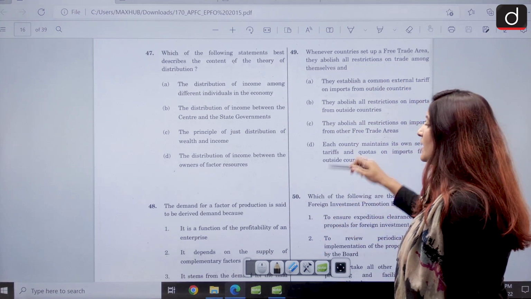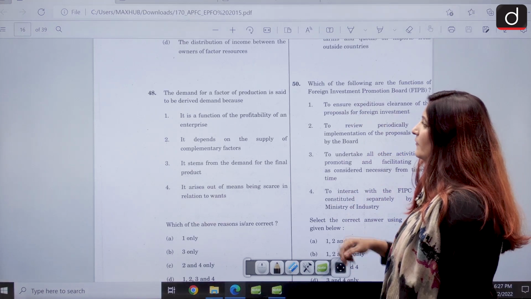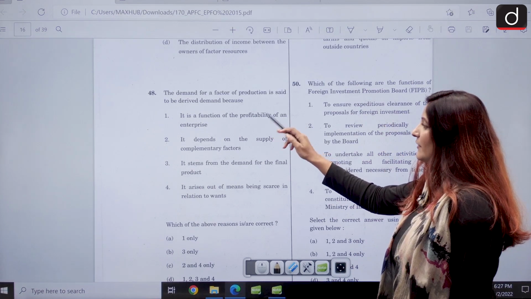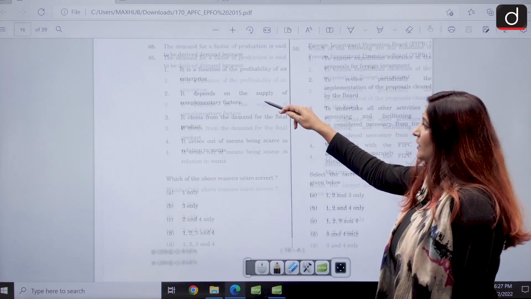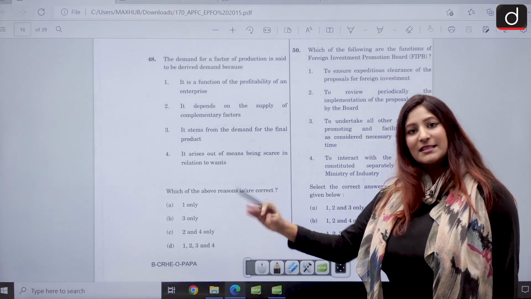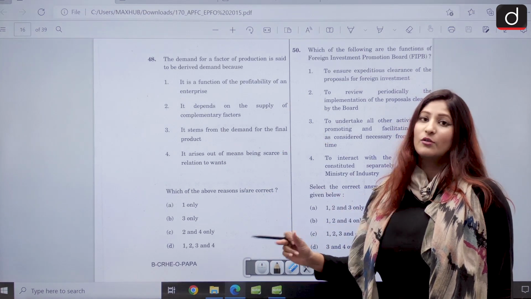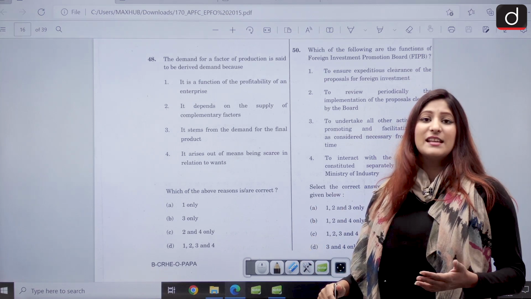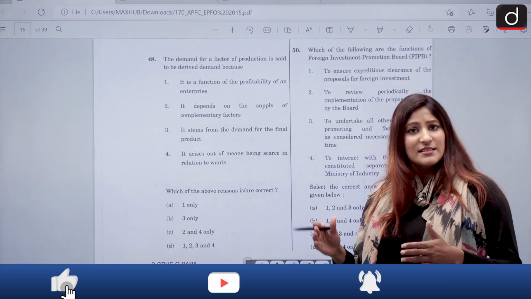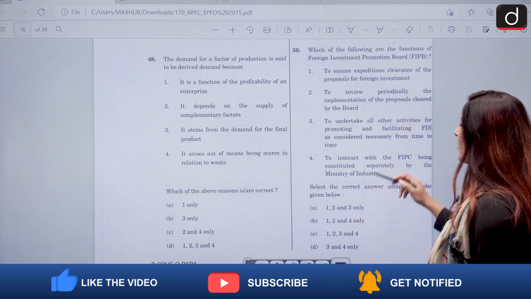This is important. Demand for a factor of production is said to be derived demand because, why? The statements are given, and you have to select the options. So it is more or less the same as the UPSC CSE. That is why people who are preparing for the CSE also go for EPFO, but the exams are conducted at such a great lag that people tend to miss out on this opportunity.